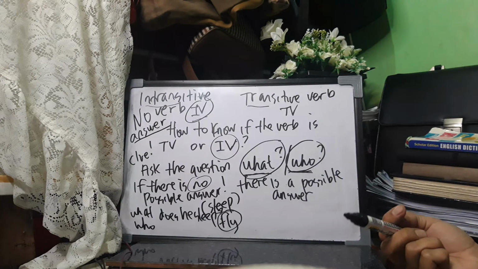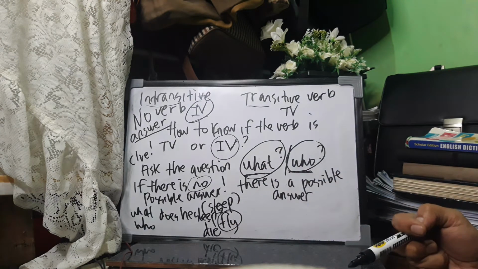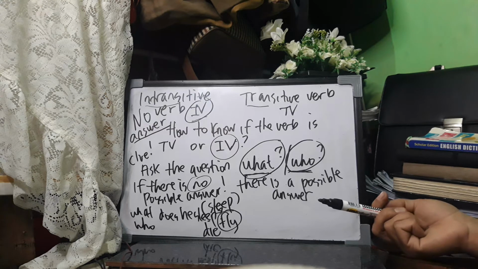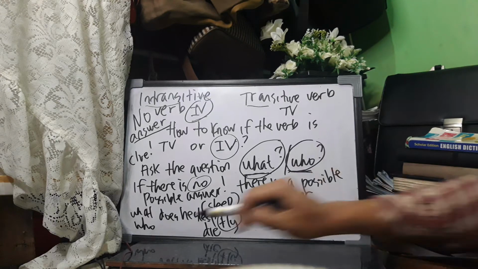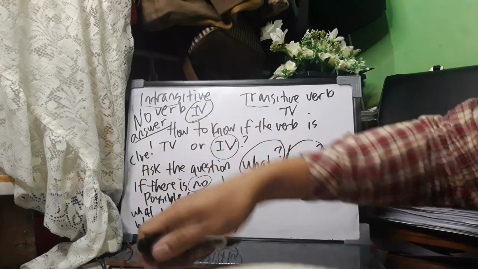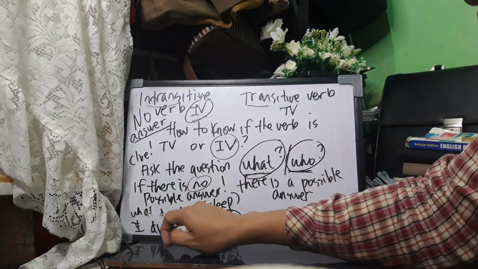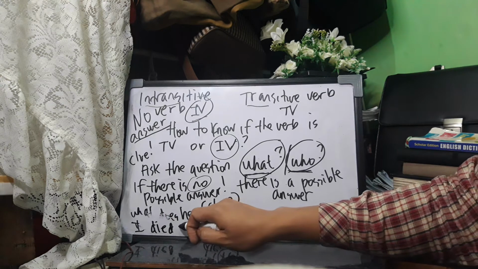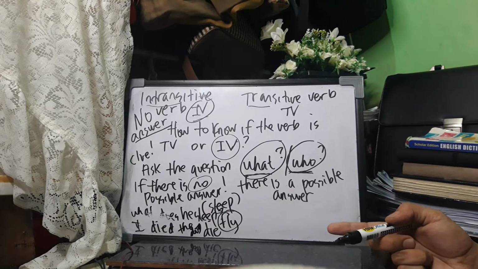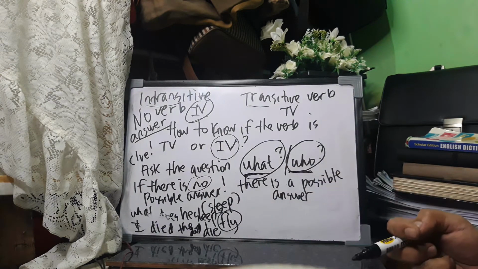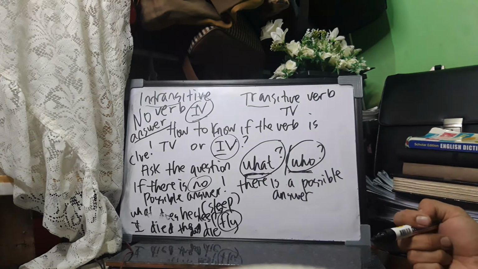Another example, let's say the verb is die. What did he die? Who did he die? For example, I died the dog, or I died Mary. Is it possible? No, there is no answer to what and who, and that is intransitive. I hope, guys, that is clear for everybody.